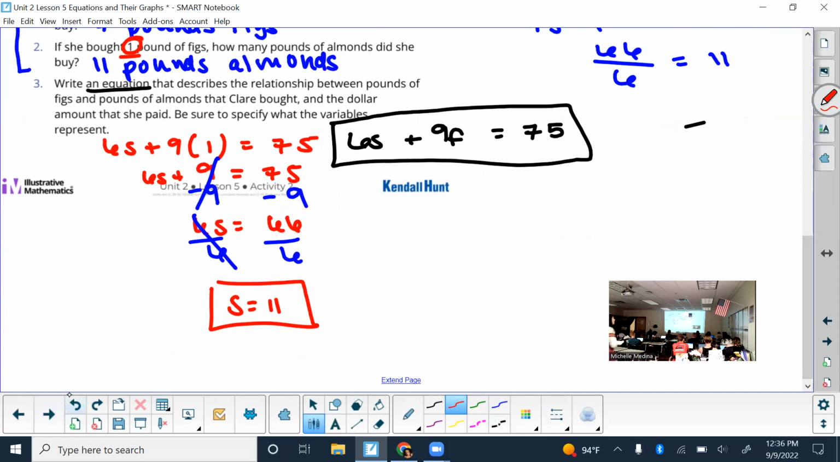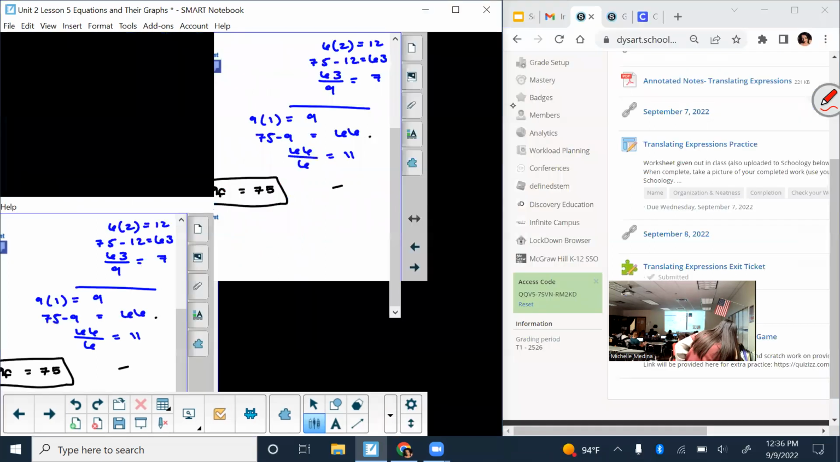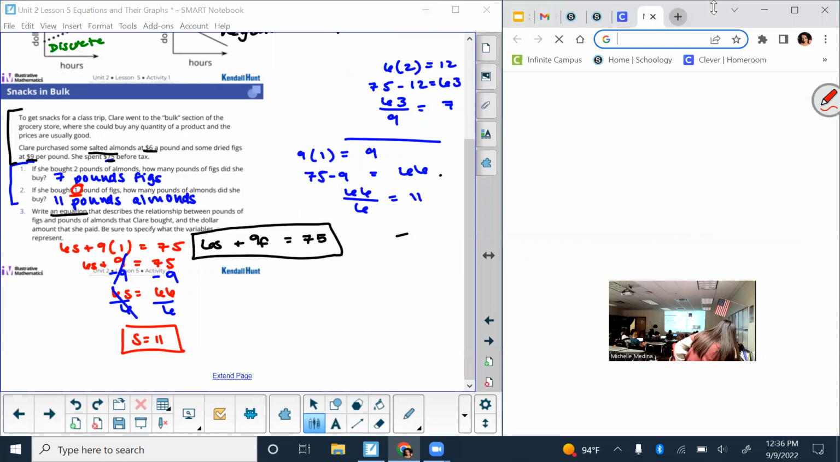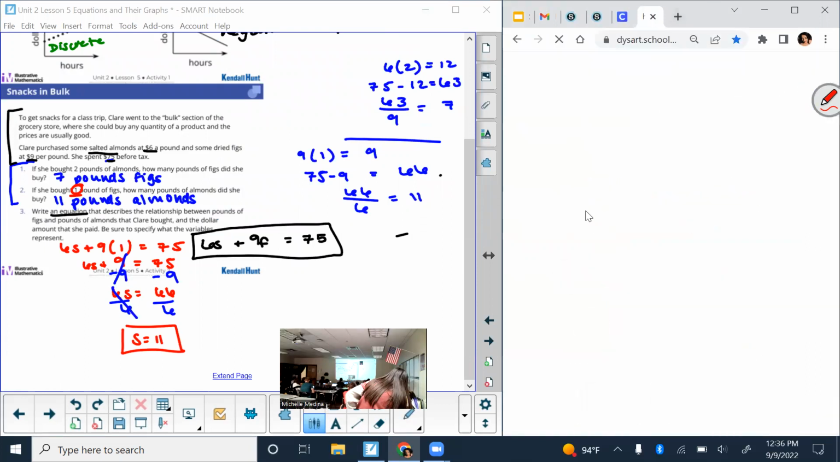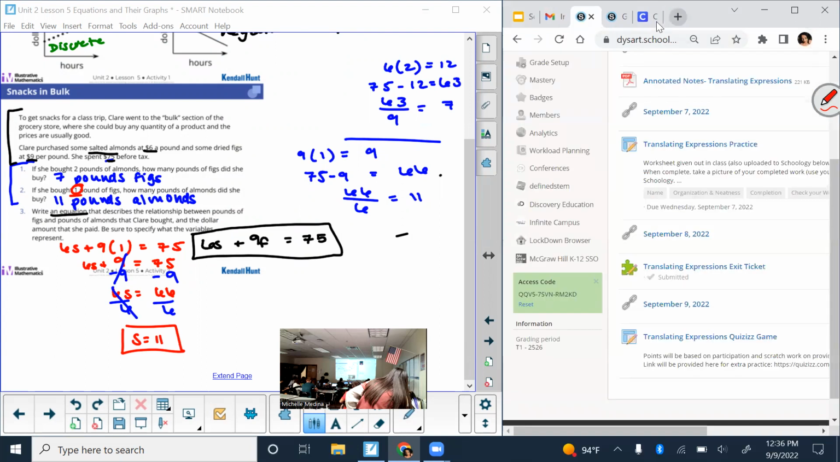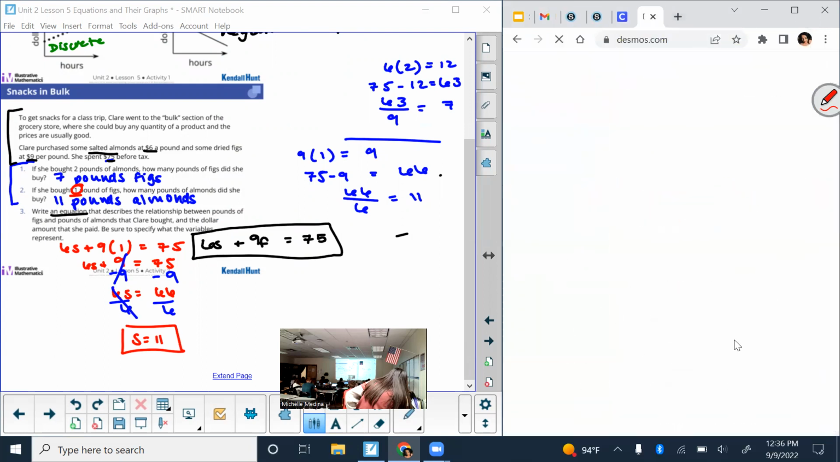All right, so now what I'm going to show you is how to use Desmos to find some of these solutions. So open up Desmos if you haven't already. You're also welcome to use your own graphing calculator, but since not everyone has one, I'm going to show you on Desmos since you have access to Desmos on your test.